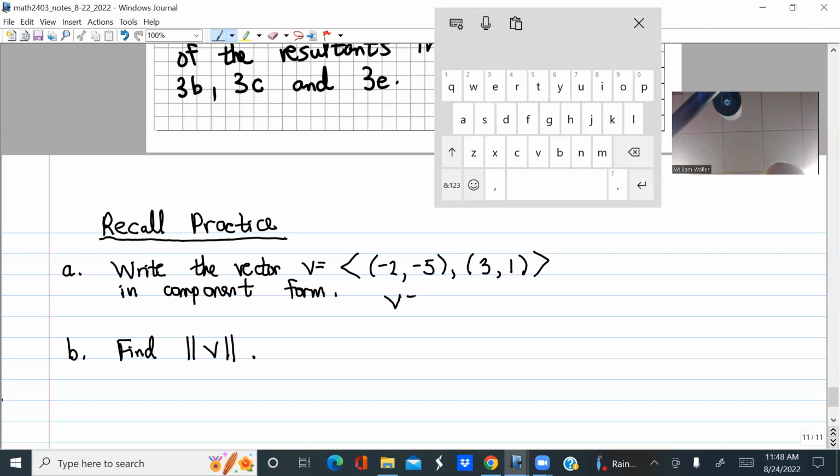So in component form, it's just what we mentioned for that WebAssign problem, right? Just take the difference in the coordinates between the initial point and the terminal point. So take 3 minus negative 2 for the first component, and then 1 minus negative 5 for the second component, right? So you get what, 5 and 6.